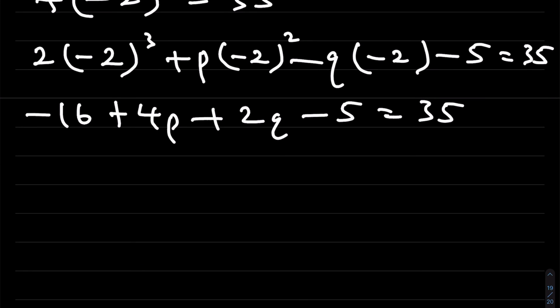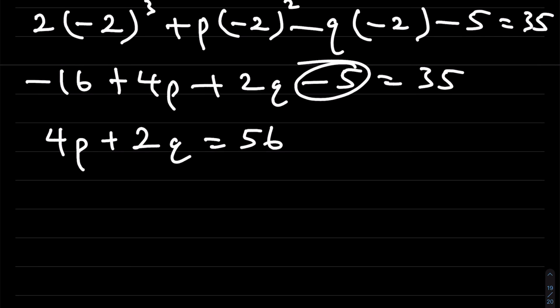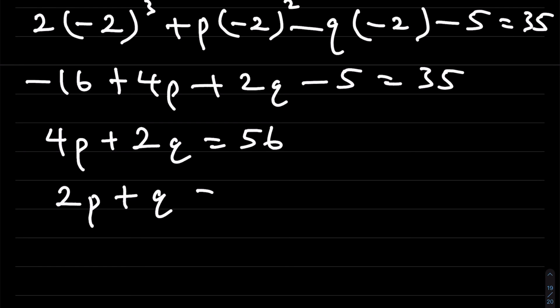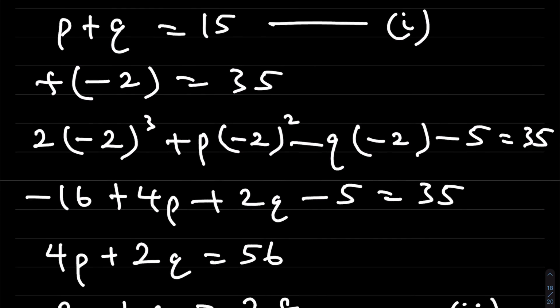Which means 4p plus 2q, minus 16 minus 5 is minus 21. When it goes to the right hand side, it becomes plus 21. And we have 35 plus 21, which is 56. And I can divide through by 2 to make the equation simpler. That means 2p plus q equals 28. And that's equation 2. Now, I want to solve equations 1 and 2 simultaneously.